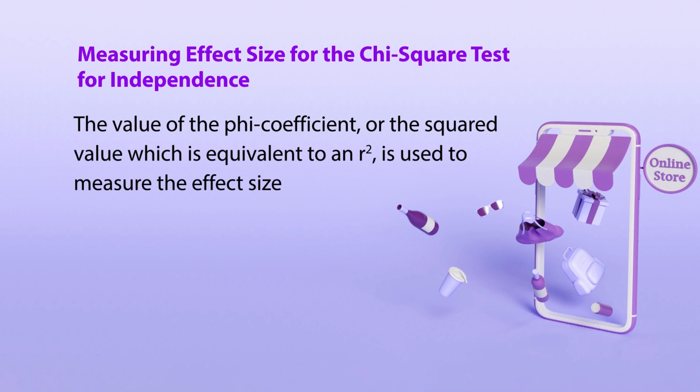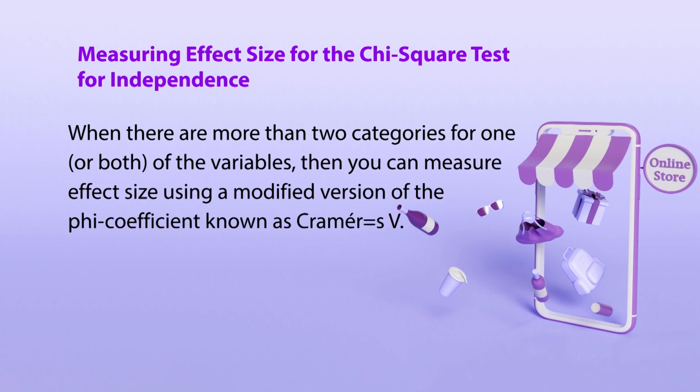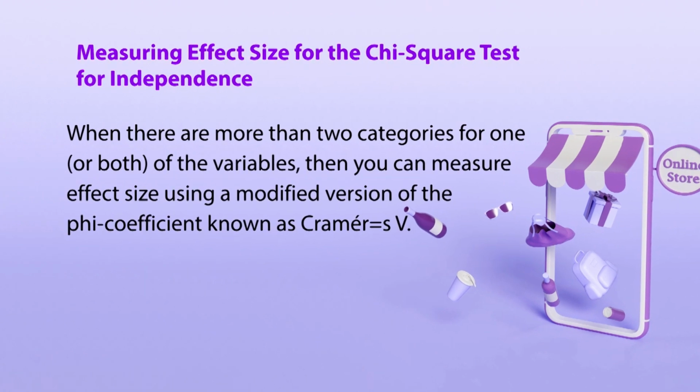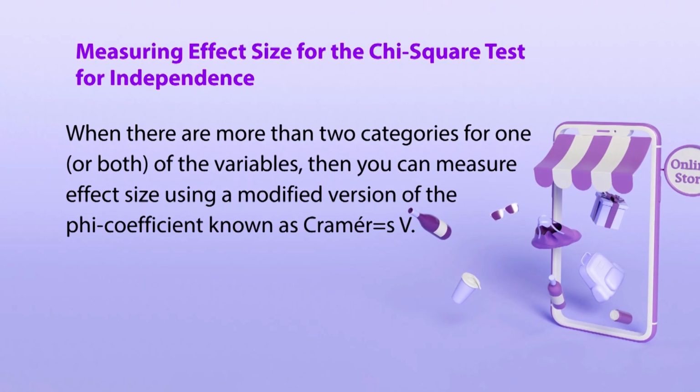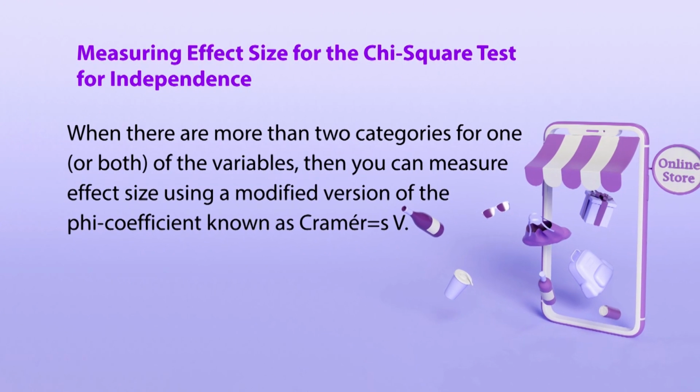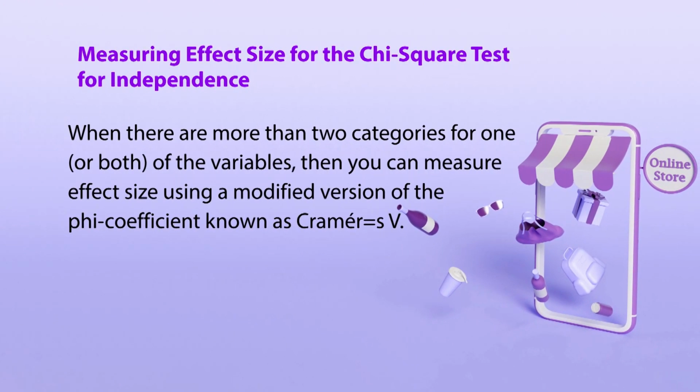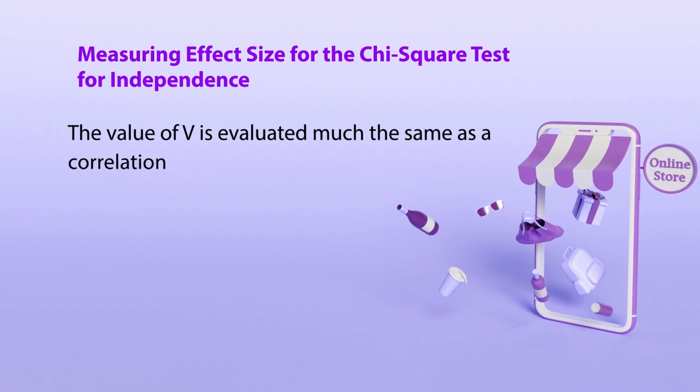The value of the phi coefficient, or its squared value, which is equivalent to r squared, is used to measure the effect size. When there are more than two categories for one of the variables, you can measure effect size using a modified version of the phi coefficient known as Cramer's V. The value of V is evaluated much the same as a correlation.